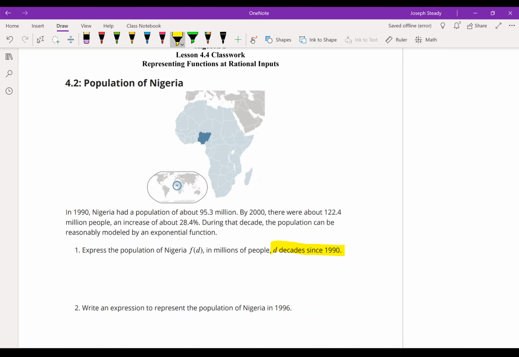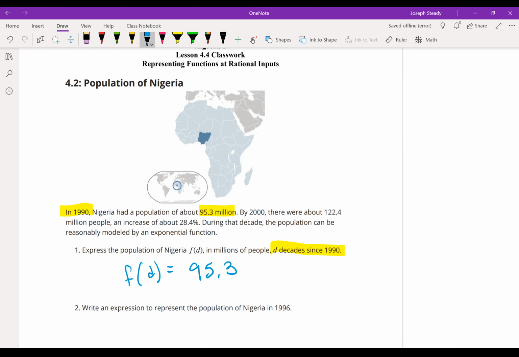So let's look at the information they give us, because they want us to write an equation that tells us the population as a function of how many decades it has been since 1990. So they tell us, first of all, in 1990, the population was 95.3 million. So that's kind of our starting point, which means I know from the problems we looked at before that 95.3 is going to be that number that I begin with.